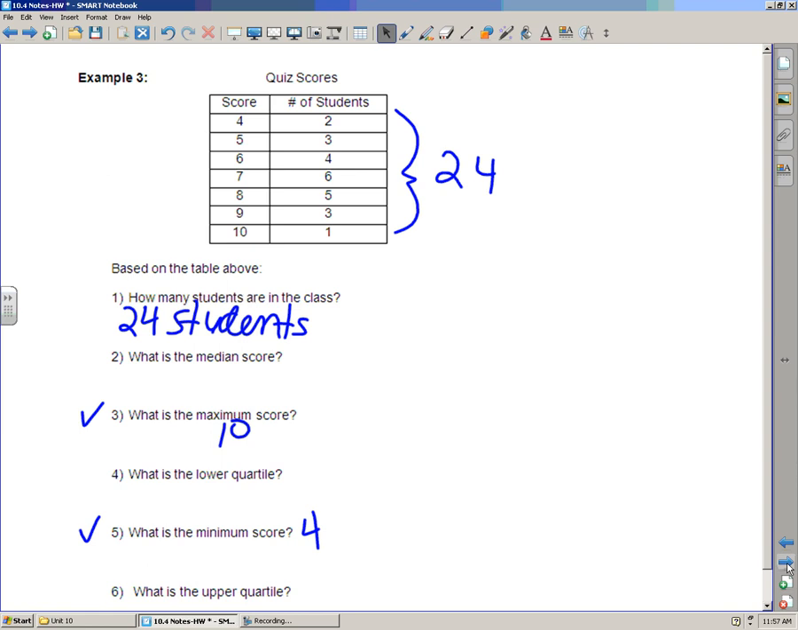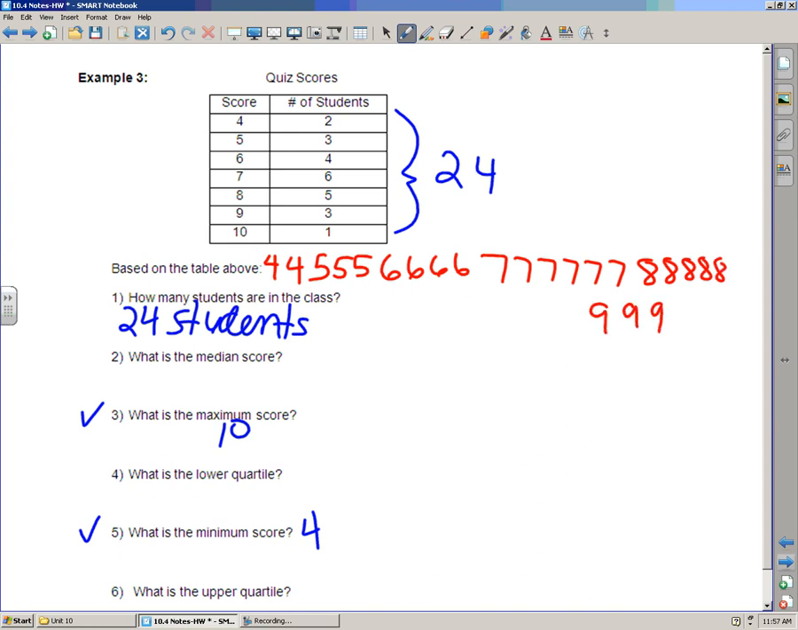So I'm not going to do this whole chart, but if you take a look, you know that the first 2 kids have scores of 4. Maybe I will write them all out. The next 3 all have 5s. There's 4 kids that have a 6. There's 6 kids that have a 7. There's 5 kids with an 8. There are 3 kids with a 9. And there's 1 kid with the 10. I should have 24 scores out here.